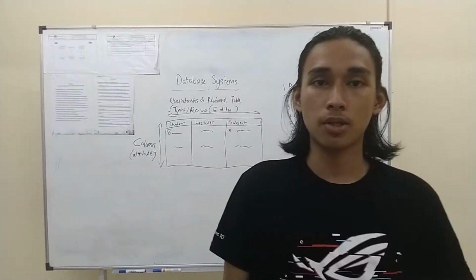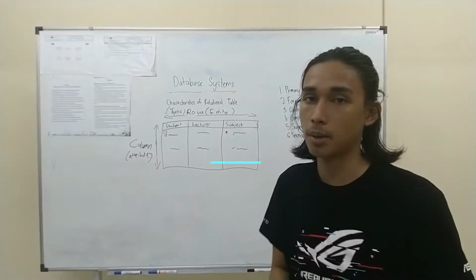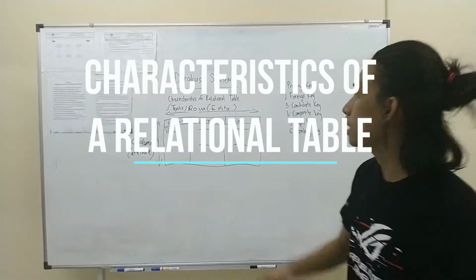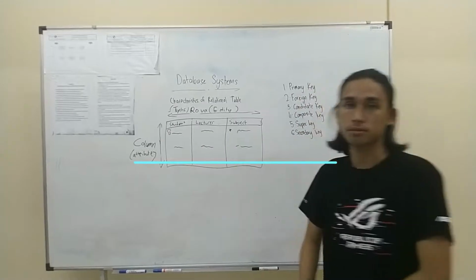Today we'll be teaching you about chapter 3, entity relationship diagram. Let's start off with our first subtopic, characteristics of relational table.